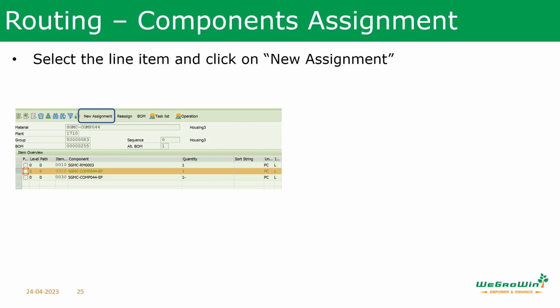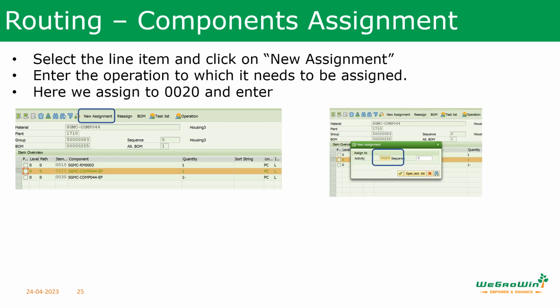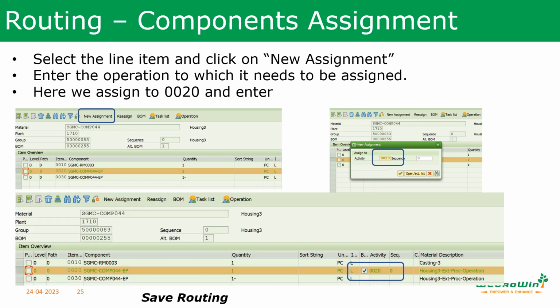Next, we need to assign the components to respective operations. Select the line item and click on the new assignment. Enter the operation to which it needs to be assigned. Now we assign 0020 and enter. Check the details, save routing.